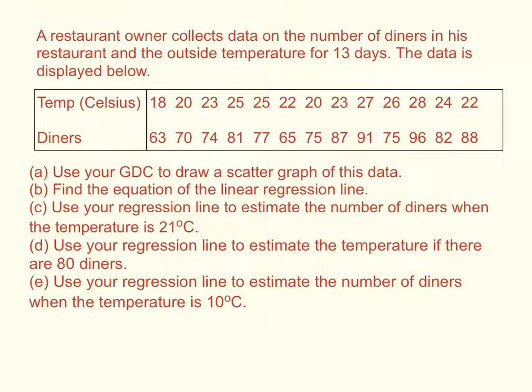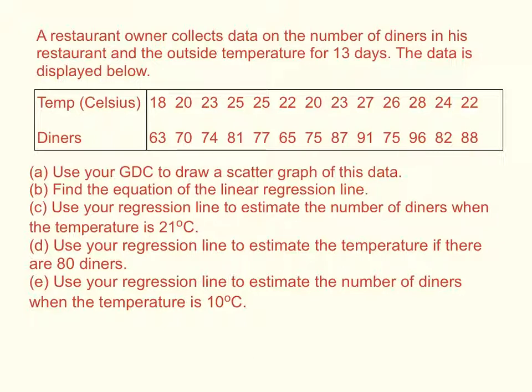We're told the restaurant owner collects data on the number of diners in his restaurant and the outside temperature, and we're shown the table. And then we're asked to use our GDC to draw a scatter graph for the data, to find the equation of the regression line, and then to use our regression line to estimate the number of diners when the temperature is 21, to estimate the temperature if there are 80 diners, and the number of diners when the temperature is 10 degrees. So let's jump into having a look at how to do these.